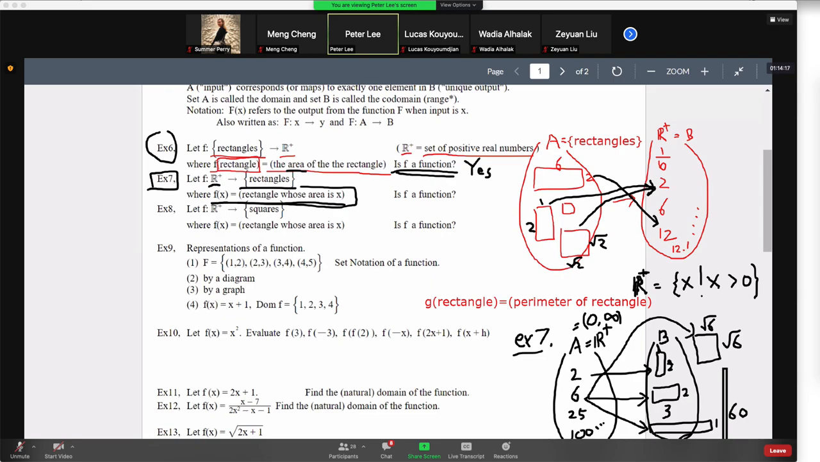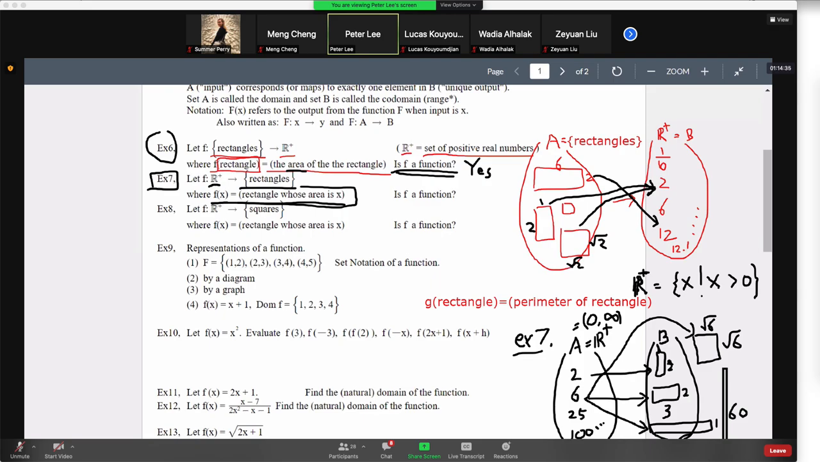What is the area of the skinny rectangle here? Also 6. So we also have that rectangle too. So the question is, if the input is 6, then we have to match that to a rectangle, make it one-way correspond to a rectangle whose area is 6. But then the question is, how many rectangles have area equal to 6?